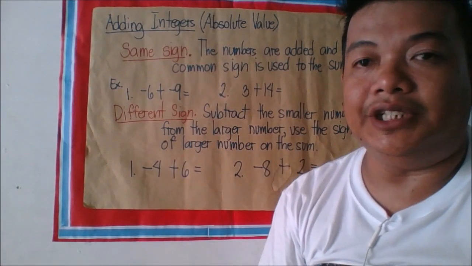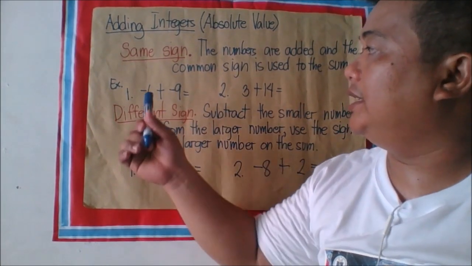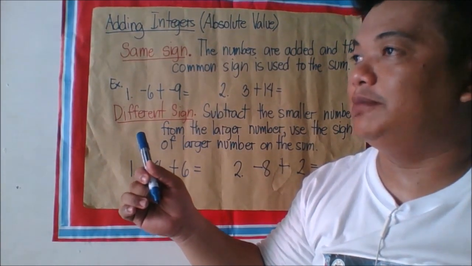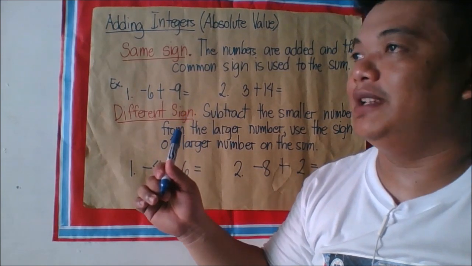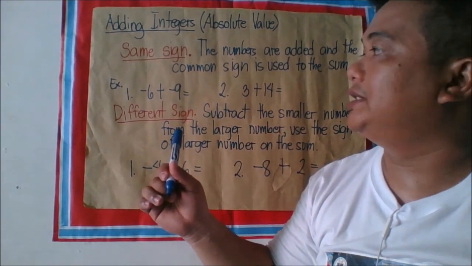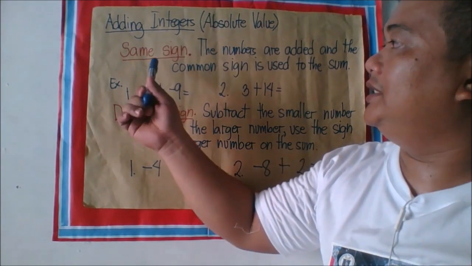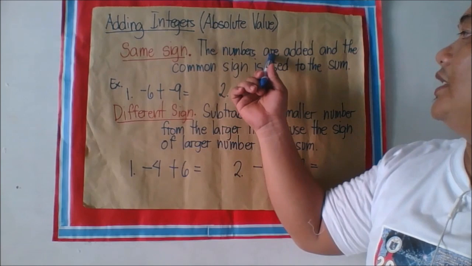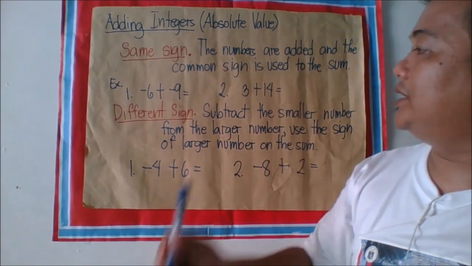Okay, adding integers using the absolute value. So it means to say, if an integer is positive, the absolute value would be a positive number, and for a negative number, the absolute value is a negative number. Okay, so adding integers. If the integers have the same sign, the numbers are added, and the common sign is used for the sum.